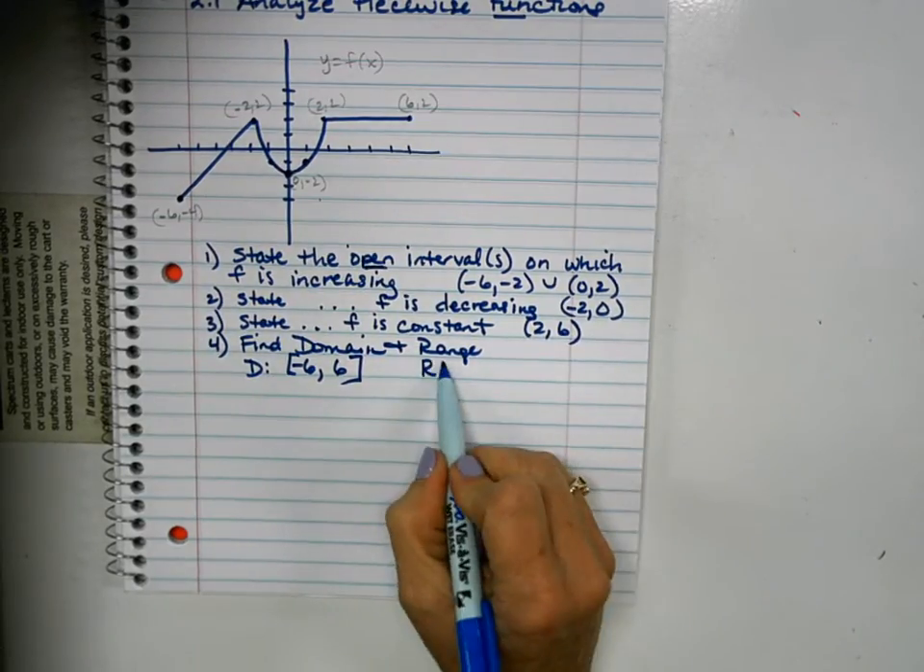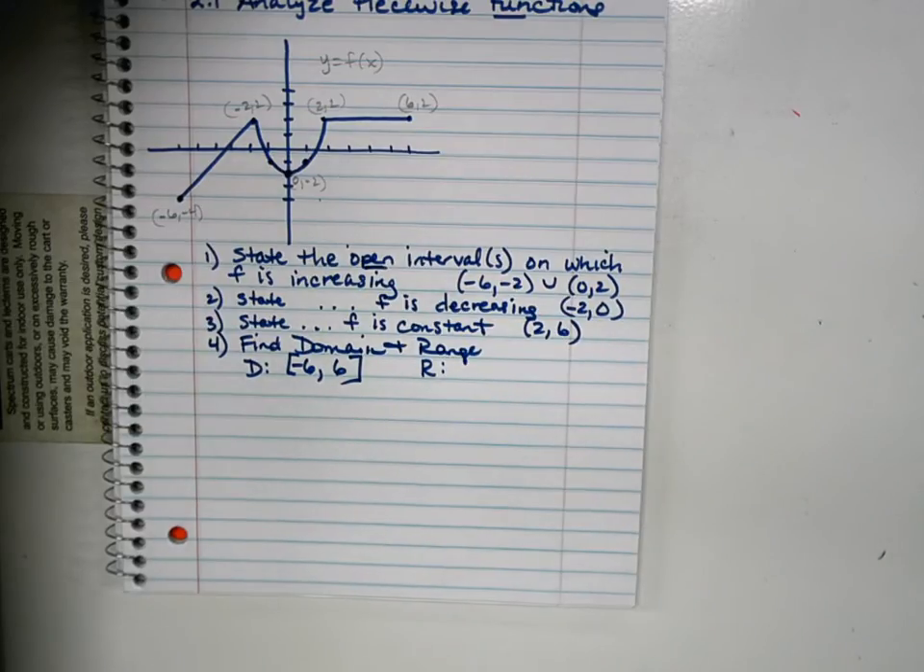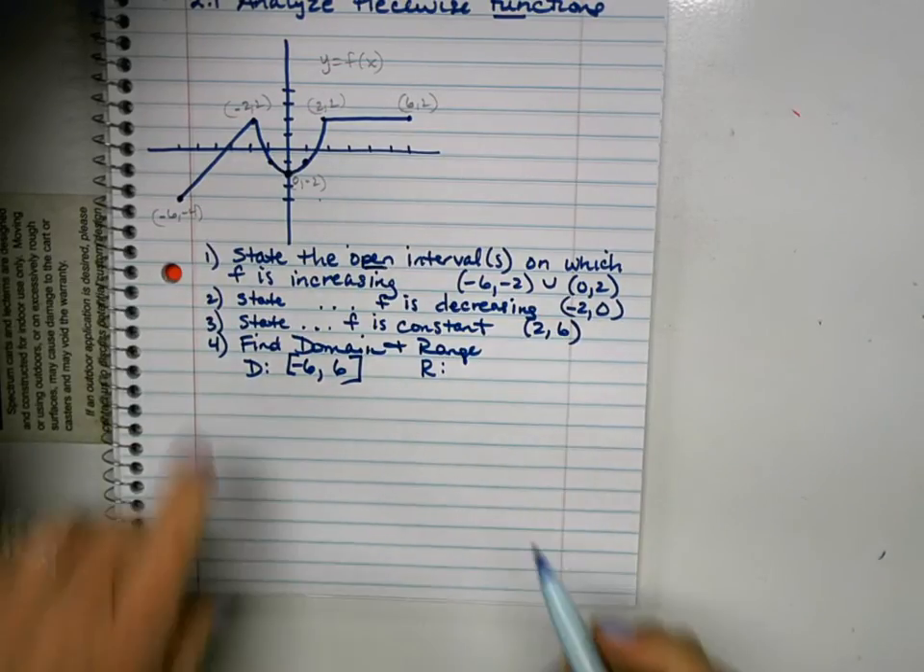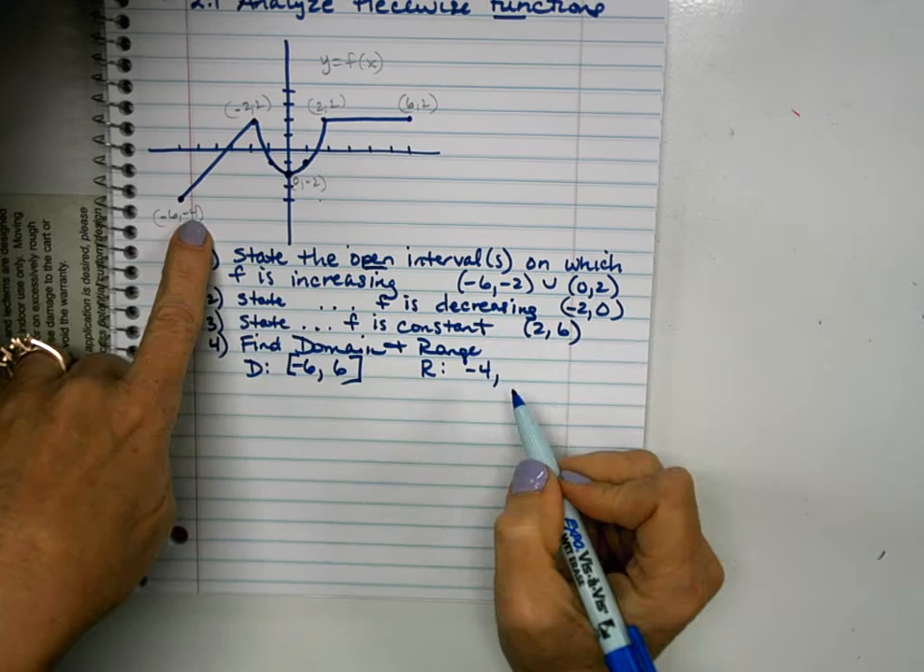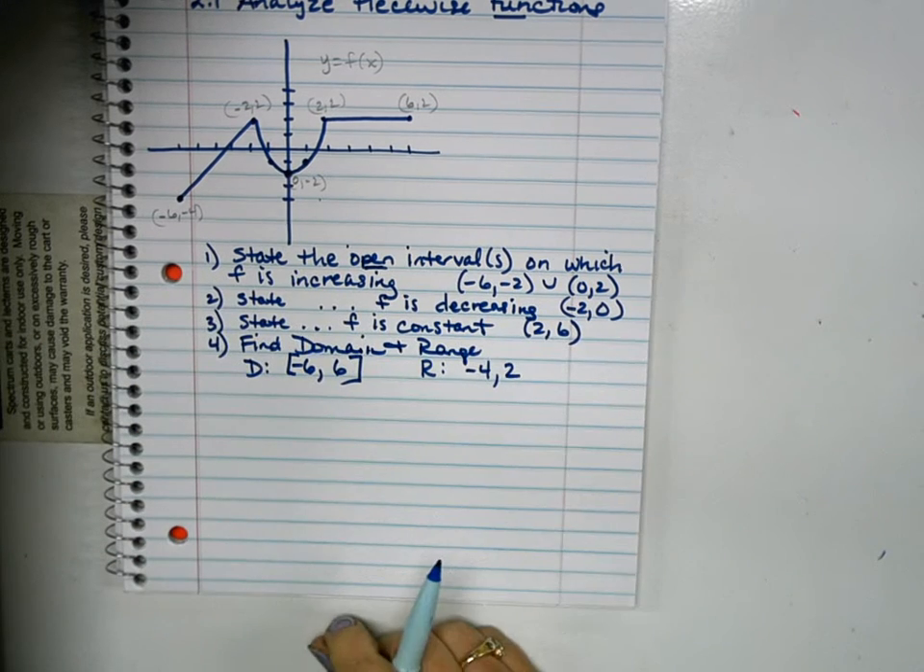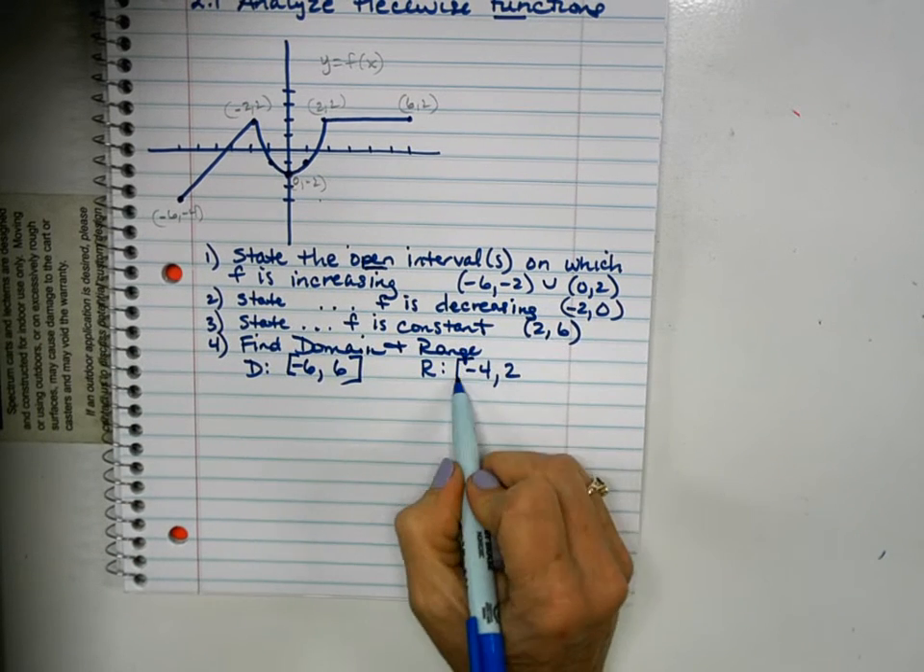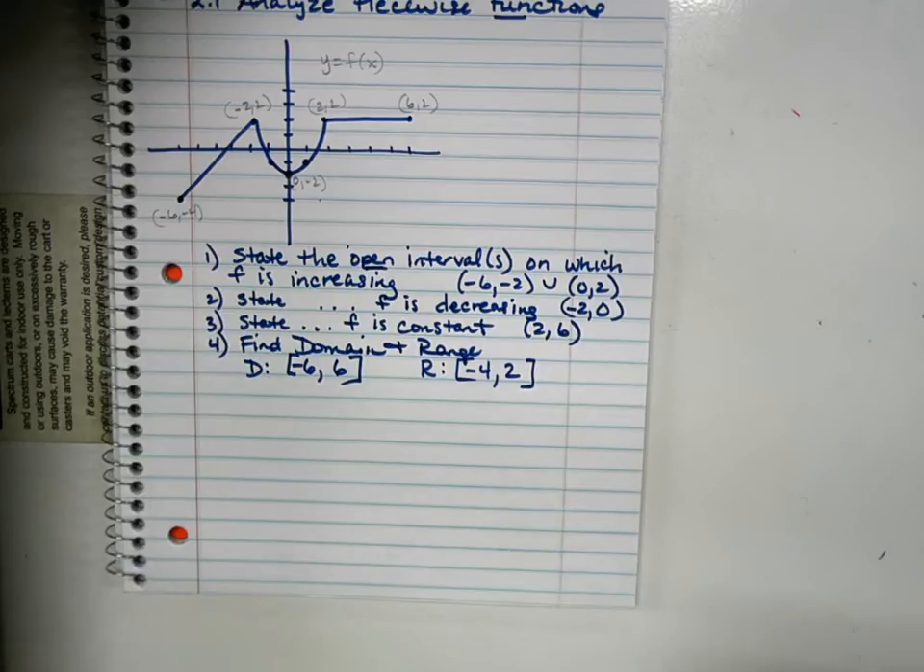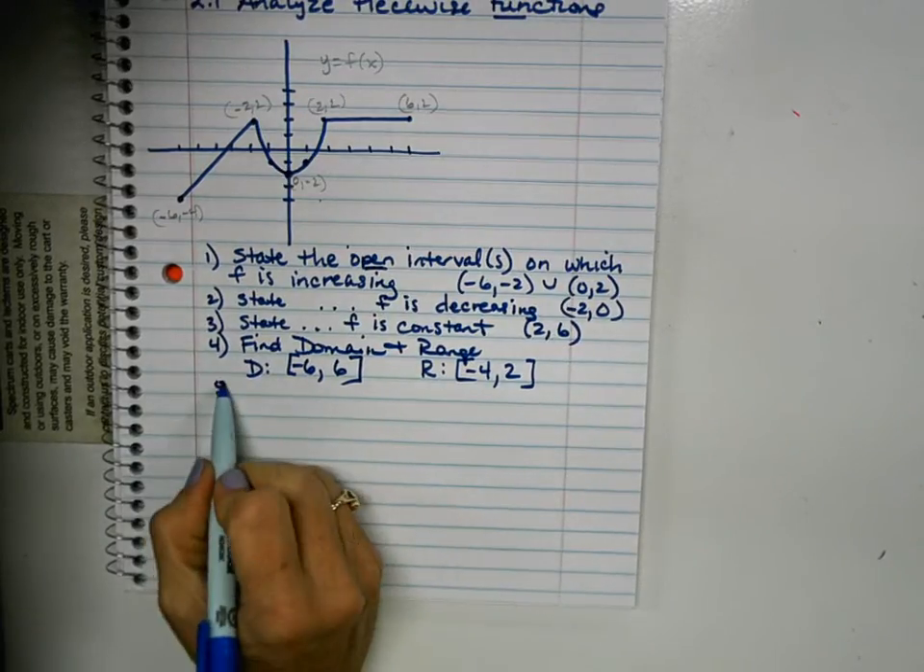Range is the y value, so lowest y to highest y. What's my lowest y? -4. And what's my highest? 2. Does it hit both of those? Yes. And every point in between has a corresponding value, so we would include all those. Okay, so you'll do that the same. You'll do those with brackets. It won't say open interval for domain and range. Okay, it'll just say find it. So do that the same way as we did last unit.